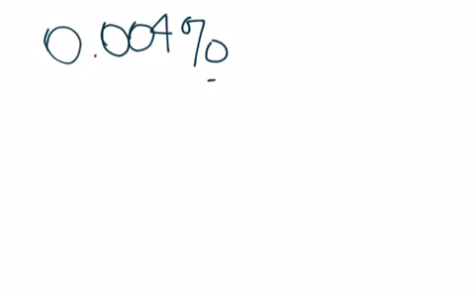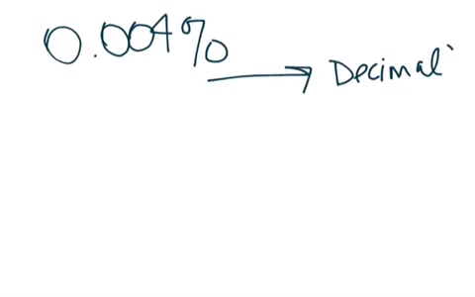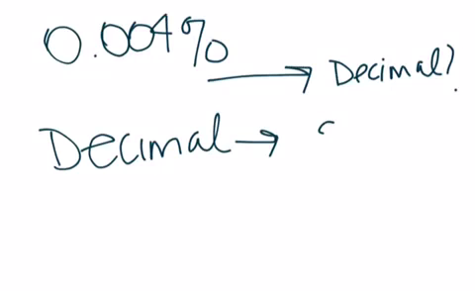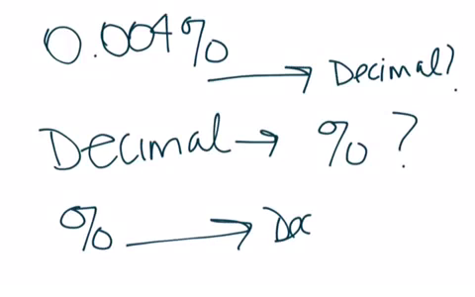Okay, so the last thing I want you to do here is this problem. We have 0.004%. I want you to make the equivalent decimal. I want you to answer this last question. Going from decimal to percent, what do I do? Where do I move the decimal point? Going from percent to decimal, what do I do? Where do I move the decimal point? Okay, good luck, guys. We'll see you tomorrow.